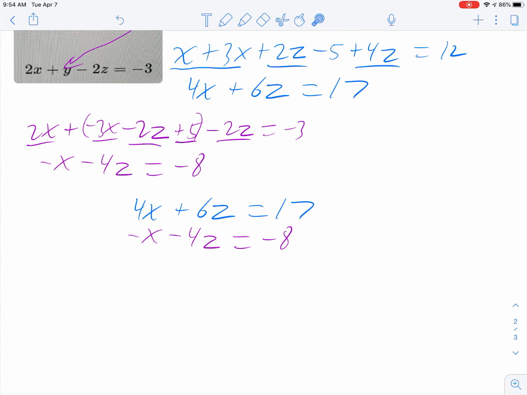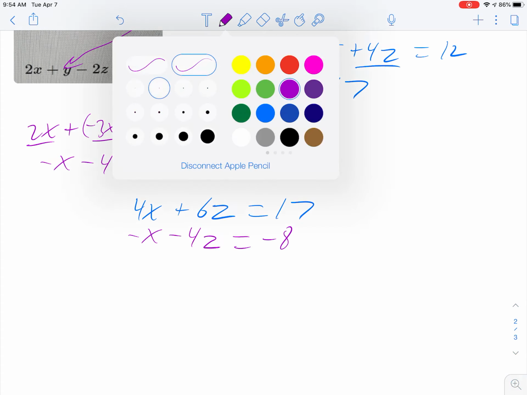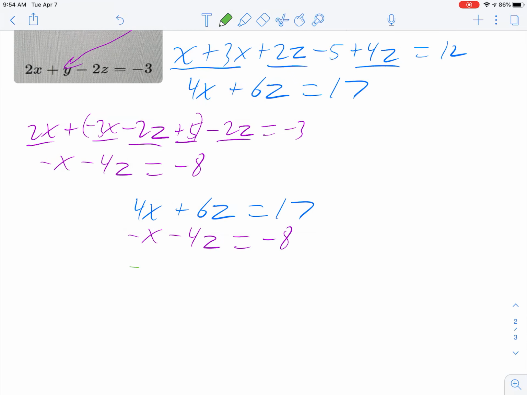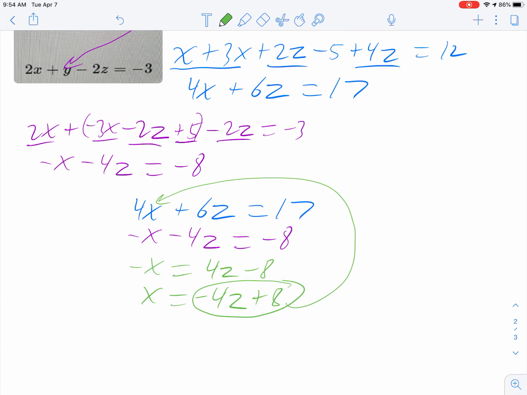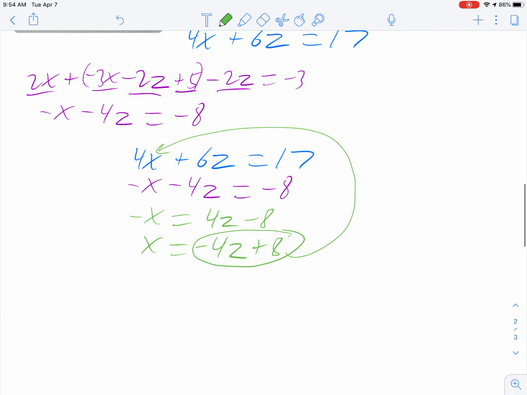So I want to get this x here in the second equation all by itself. Oops, let's change colors. And so I'm going to add the 4z to both sides and then multiply by a negative 1 to get the x all by itself. Now I'm going to take that and substitute back into the other equation. We're not plugging back into the original system yet. We still need to solve for z, and then we can start working our way backwards.